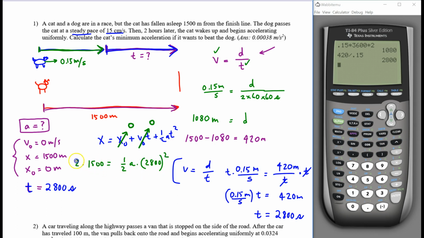We'll be multiplying both sides by 2 to get rid of the 1/2. 2 over 2 is 1. That cancels out. We've got now 3,000, but we need to divide by the 2,800 squared. And when we do this on our calculator, let's just do second answer squared. We get 0.00038, and that's exactly the answer.